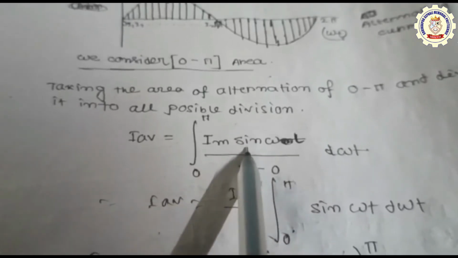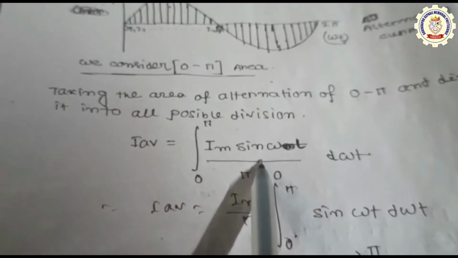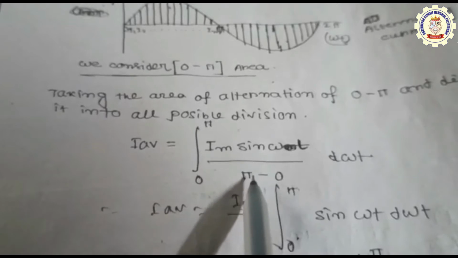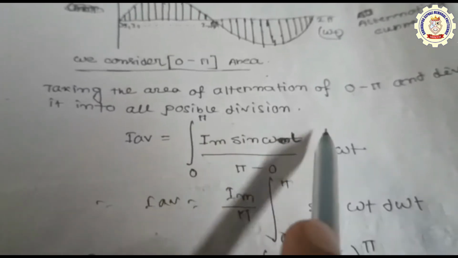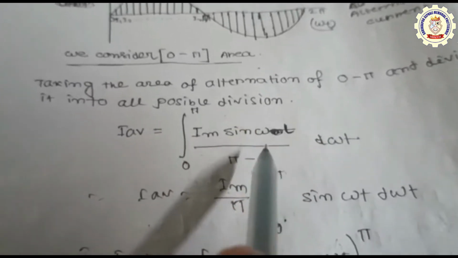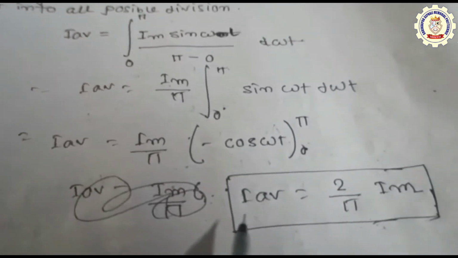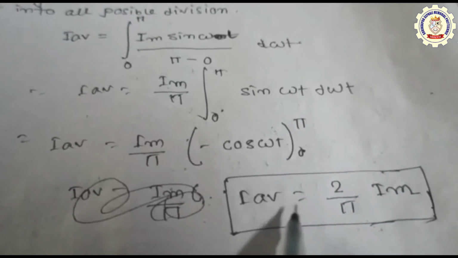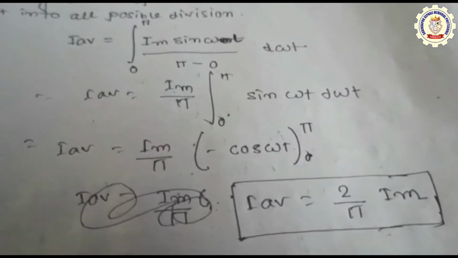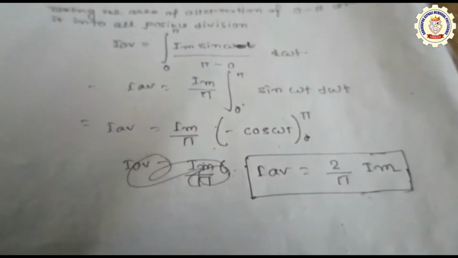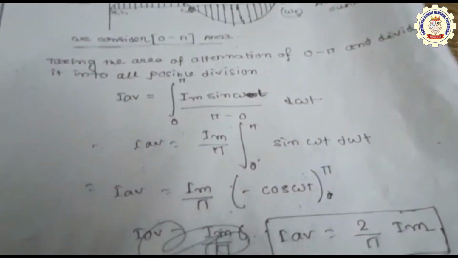This is the direct formula of the instantaneous value, divided by pi. If we integrate this formula, we directly get this value, that is I average equal to 2 by pi into Im. So it is our average value.